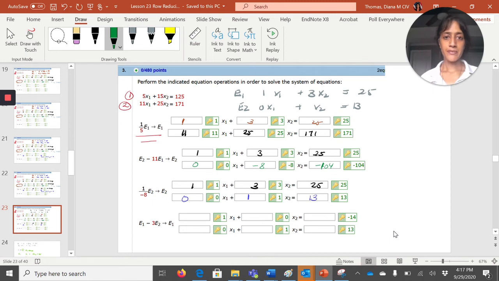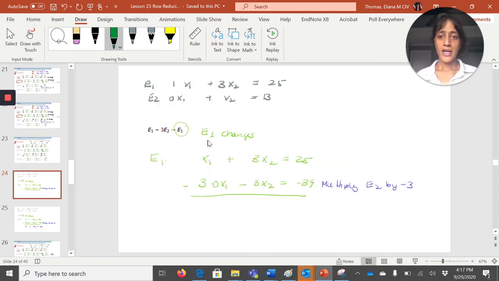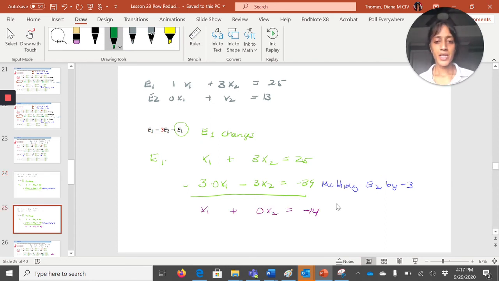Last one. My patience is running thin. E1 is equation 1 up here, E2 is equation 2 down here. They're asking me to take E1 and subtract 3E2 and make that my new E1. So I'm going to write down E1, that's the positive equation, and below it I'm going to multiply equation 2 by -3. I multiply every single coefficient by -3, and then I add. And I get x1 plus 0x2 is equal to -14.